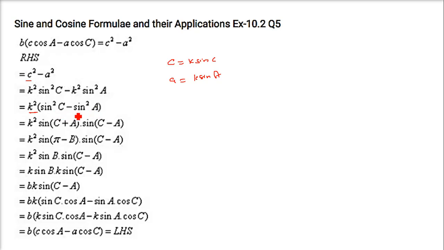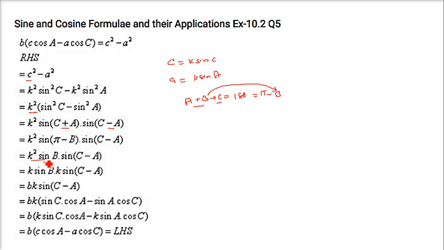So sin square X minus sin square Y is sin X plus Y and sin X minus Y. So it will be sin C plus A and sin C minus A. In this place, C plus A, you know that A plus B plus C is equal to 180 degree, that is pi. So in place of C plus A, you can write pi minus B. And sin 180 minus theta is sin theta. So it will be sin B only. And this is sin C minus A. So you get k square into sin B into sin C minus A.